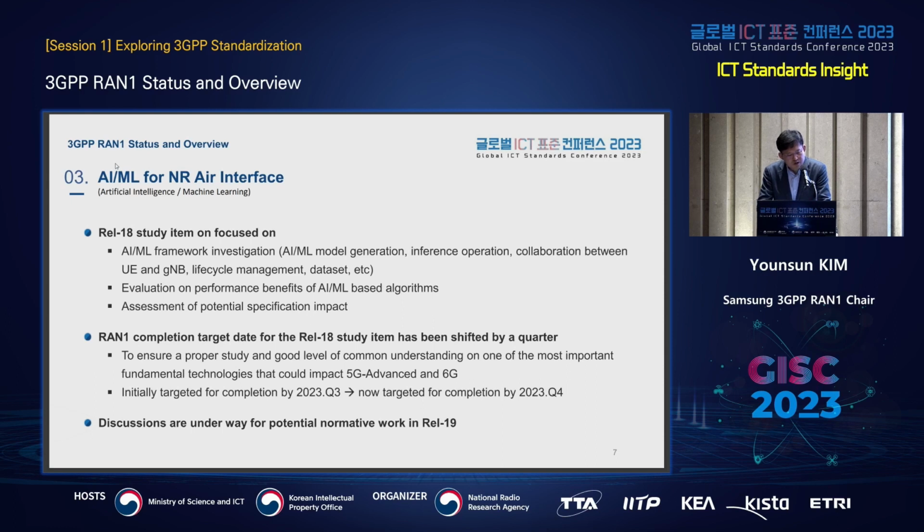Now, this work was supposed to be completed in Q3. However, RAN has decided to shift the target date by a quarter. So now the new target date is Q4 of 2023. Now, the reason for this is AI/ML being a new thing in RAN1, we felt it would be better to ensure a proper study with more time. And as the RAN Chair 1, she mentioned, we are now under discussion for potential normative work in release 19.